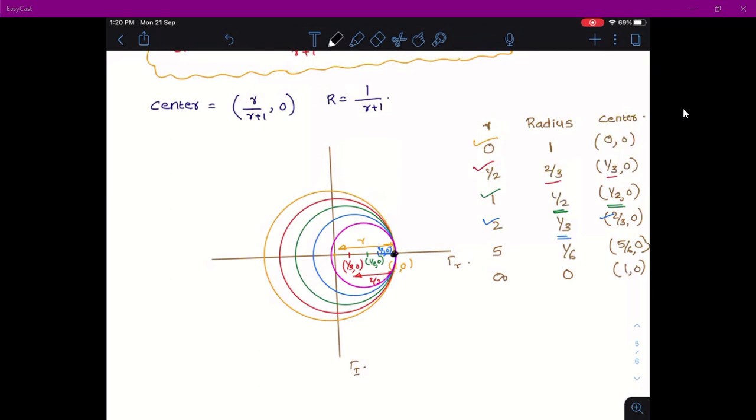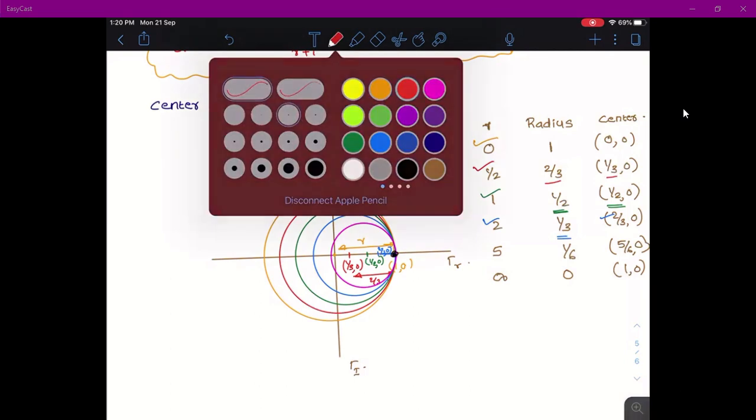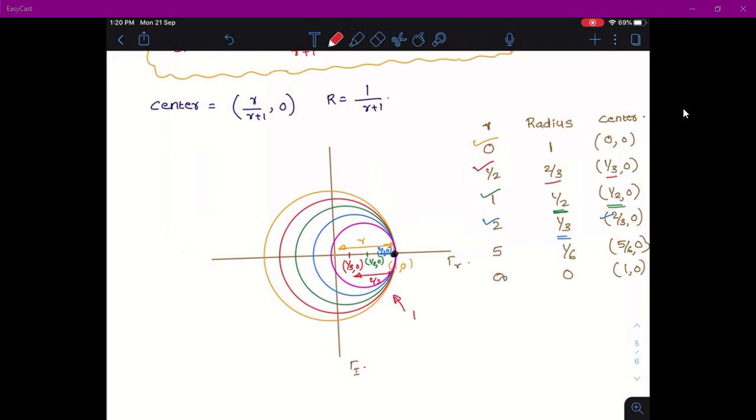Okay, and these are concentric circles which represent something called a resistance circle. So this is called a resistance circle in the Smith chart, because r is basically the resistance. So we are varying r and you are getting multiple circles. This is called a resistance circle in the Smith chart.